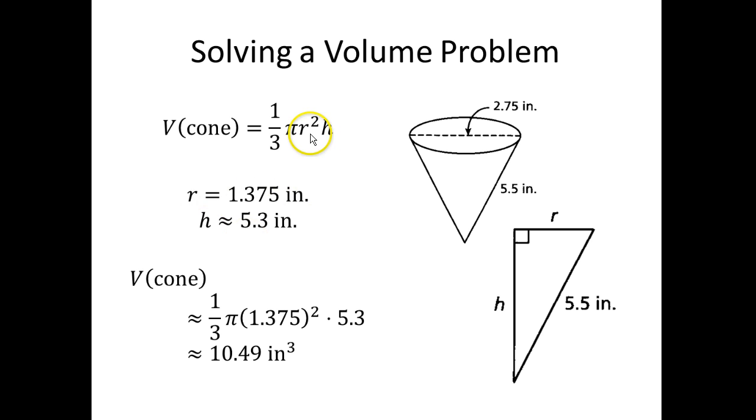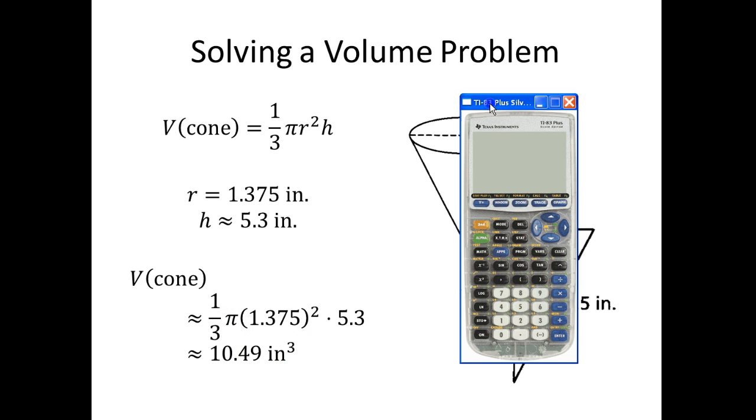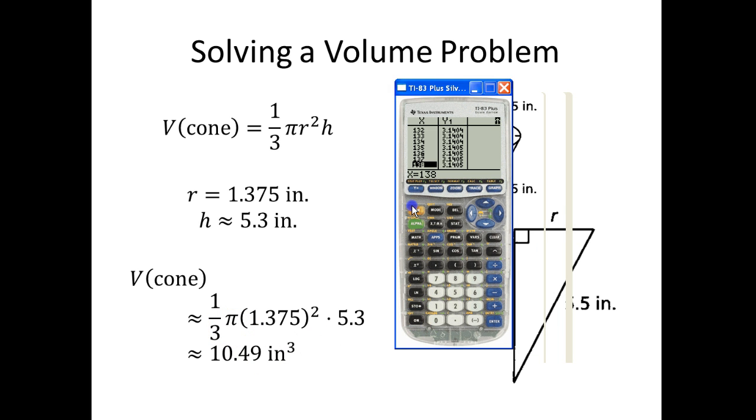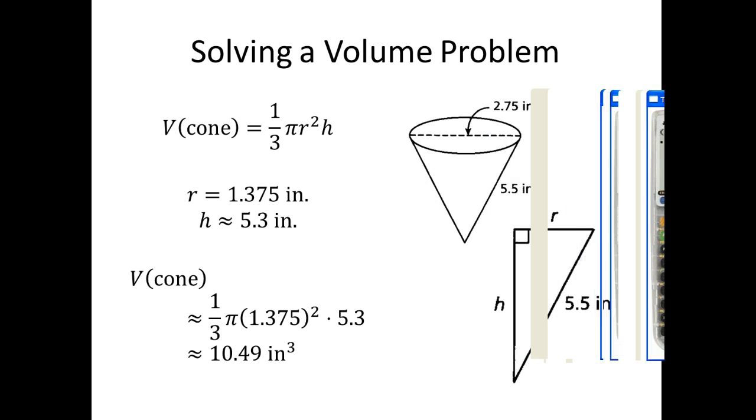So now I have all the ingredients that the volume formula calls for. It calls for the radius and the height. So I basically just substitute those values into my expression for the volume and use my calculator. I end up getting that the volume of the cone is equal to 1/3 times pi times 1.375 squared times 5.3, which gives us approximately 10.49 cubic inches as shown there.